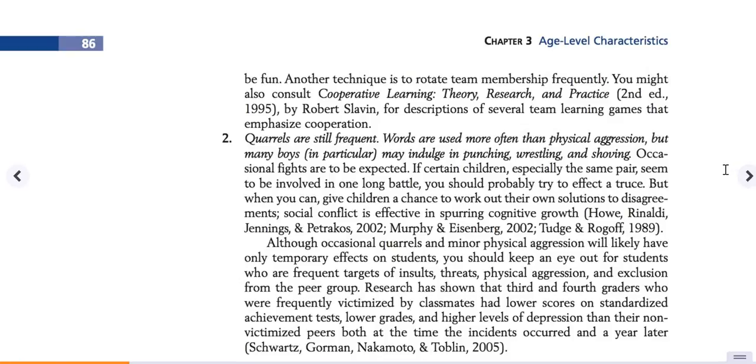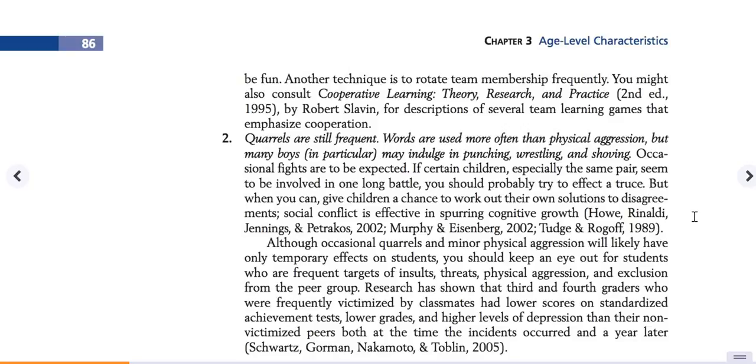You might also consider Cooperative Learning: Theory, Research, and Practice by Robert Slavin for descriptions of several team learning games that emphasize cooperation. Quarrels are still frequent. Words are used more often than physical aggression, but many boys, in particular, may indulge in punching, wrestling, and shoving. Occasional fights are to be expected. If certain children, especially the same pair, seem to be involved in one long battle, you should probably try to effect a truce. But when you can, give children a chance to work out their own solutions to disagreements.